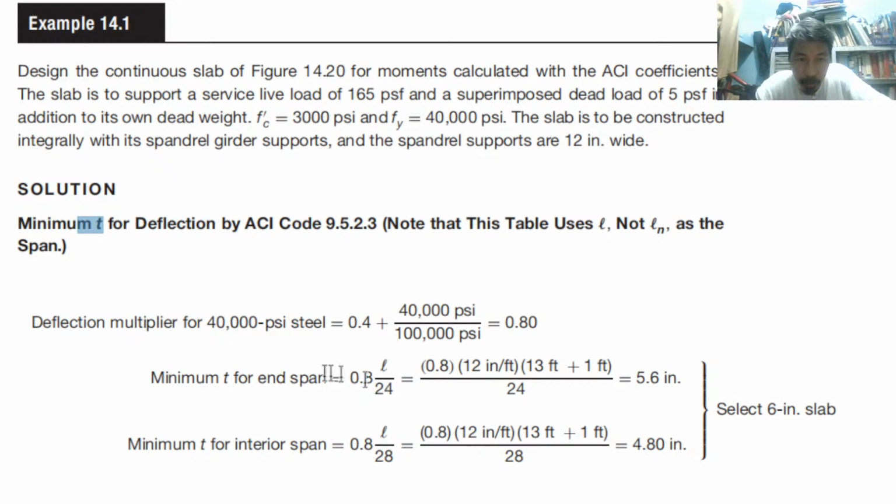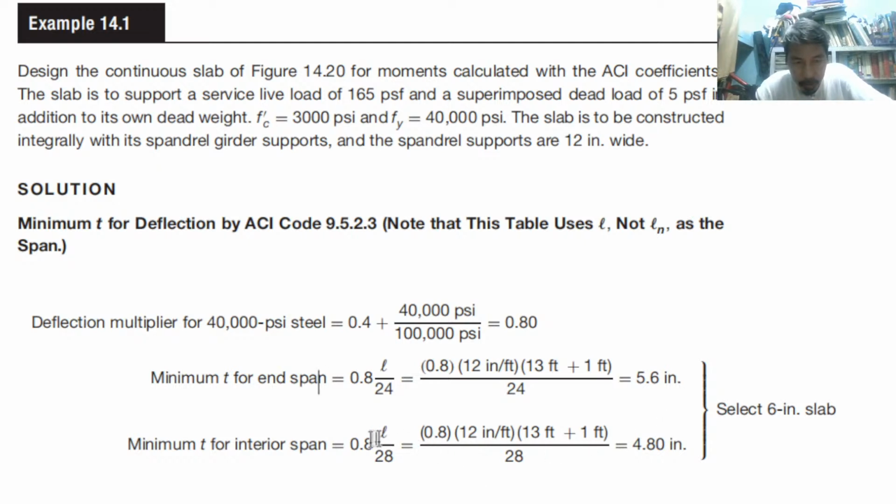So 0.8, therefore 0.8 L over 24 for the end span. Then for the interior span, 0.8 L over 28. So L is what? This is the conversion factor: 13 feet plus 12 inches, that is 1 foot. So 13 plus 1 is 14, because we are using L, not LN. So this is equal to 5.6 inches.